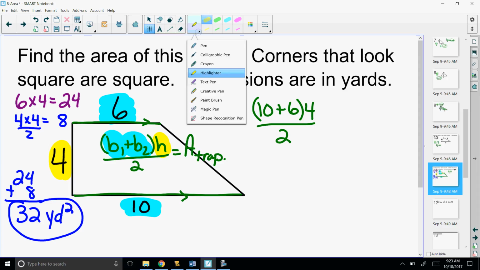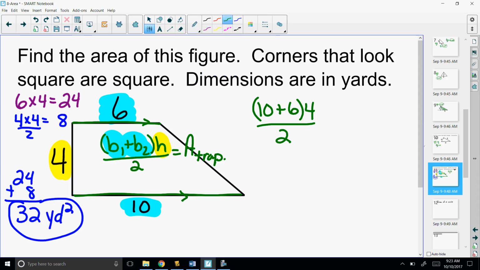So if we go back over here to Sam's calculation, order of operations, I need to work with parentheses first. What is 10 plus 6? 16. So I'm going to take 16 times 4 and I'm going to divide by 2. I can reduce. 2 goes into 16 how many times? 8. What is 8 times 4? 32. Is that what Wilson got for an answer? Yeah, it's the same answer.